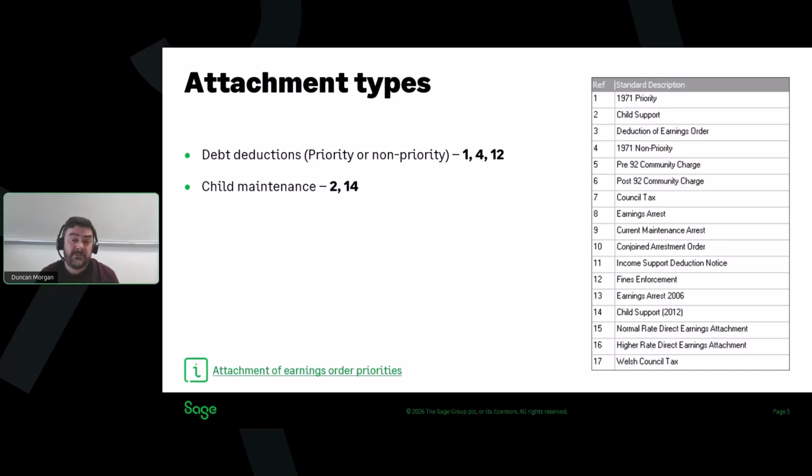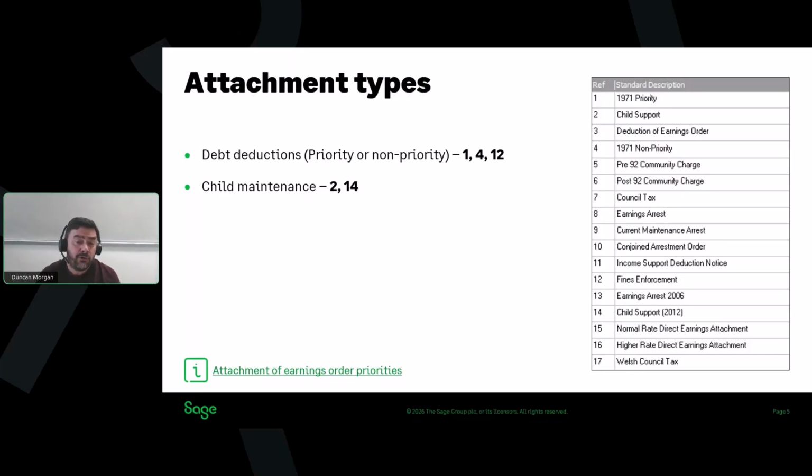The next category of attachment to mention is child maintenance. So there are 2 types of attachment you can set up in Payroll for this. There's reference number 2, which is for traditional child support attachments, where you were given both a normal deduction rate, so an amount to deduct each period, as well as a specific protected earnings amount. And we'll talk more about protected earnings a little bit later on.